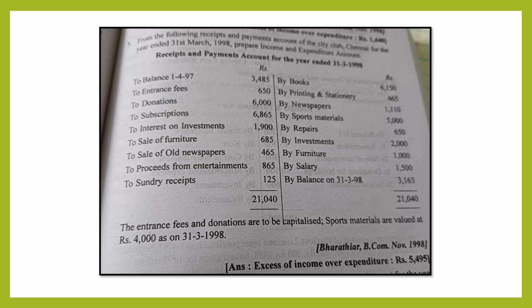So next we move on to exercise number 5. So here also they have given the receipts and payments account. With the help of this information, you have to prepare the income and expenditure account. So balance brought down, and entrance fees, donations. So all the receipts and payments are given here. And we have additional information, that is entrance fees and donations are to be capitalized. So sports material is to be valued at 4,000.